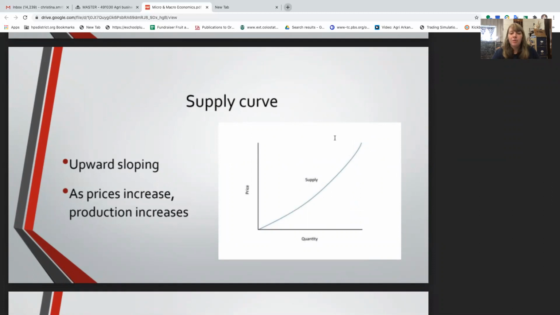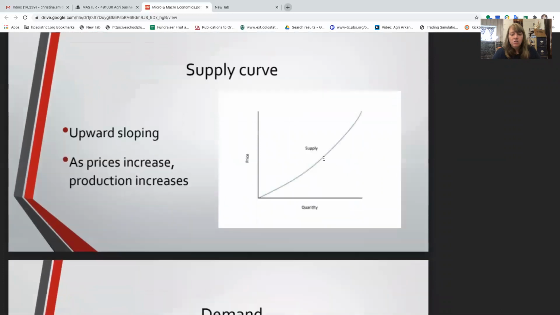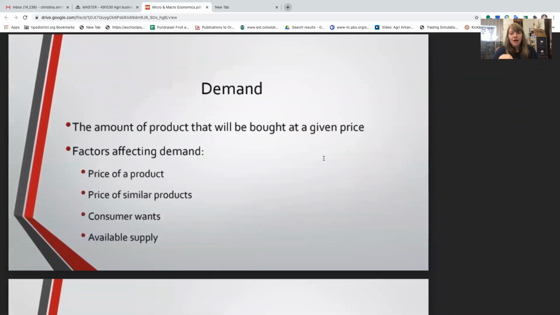Okay. This is going to be important because you're going to get to demand in a minute and you're going to see the demand looks different. And you have to remember which curve is the supply curve and which curve is the demand curve. Got me? Okay. So demand, let's talk about demand.